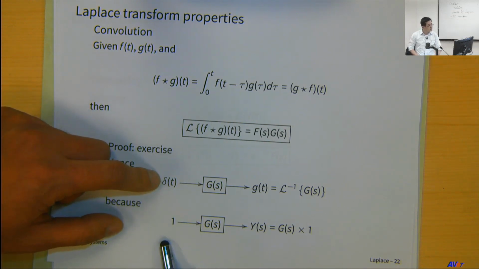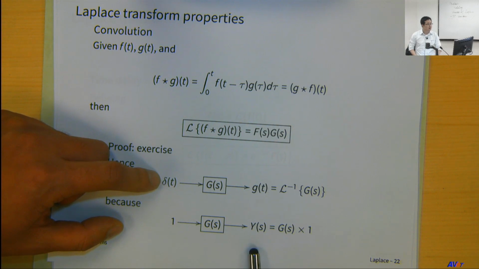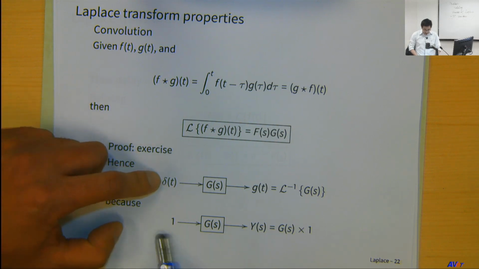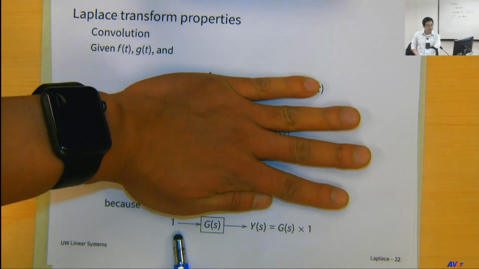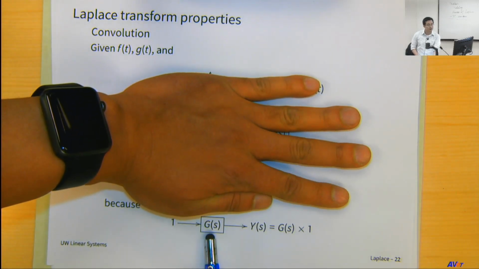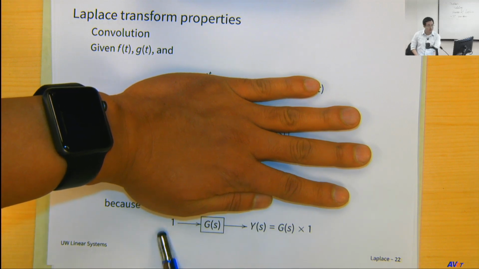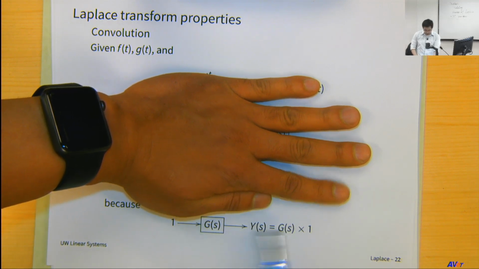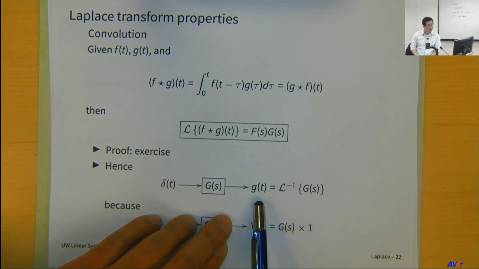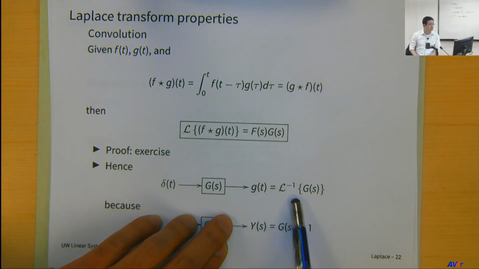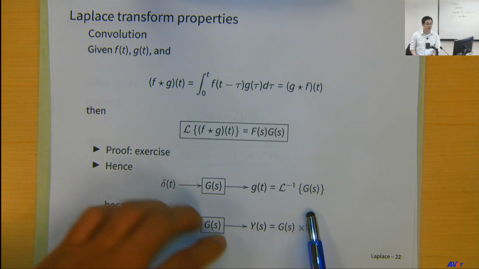You apply an input to a transfer function, you get an output. In the Laplace domain, that is just multiplication. So when you apply an impulse to a transfer function, in the Laplace domain the output is G, the transfer function itself. This is the impulse response in the Laplace domain. That is why, if you go to the time domain, little g is the inverse Laplace transform of capital G. That's how it's defined.